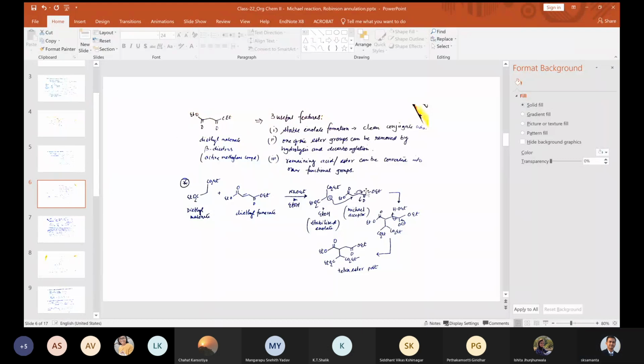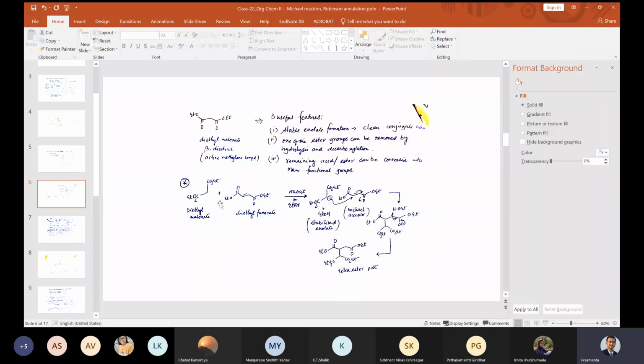Okay. And the remaining acid or ester can be converted into other functional groups. These are the three useful features that can be obtained from diethyl malonate.